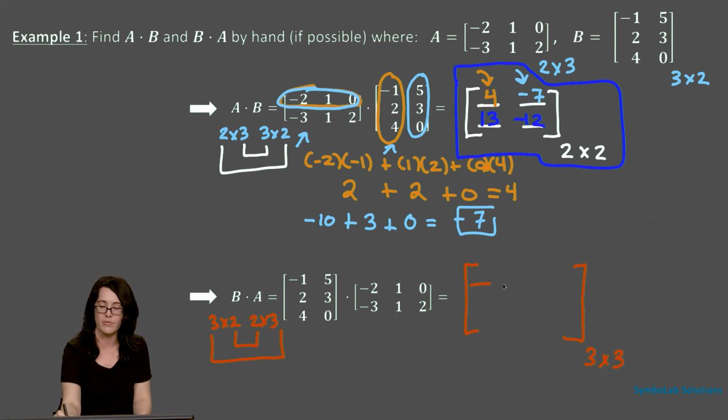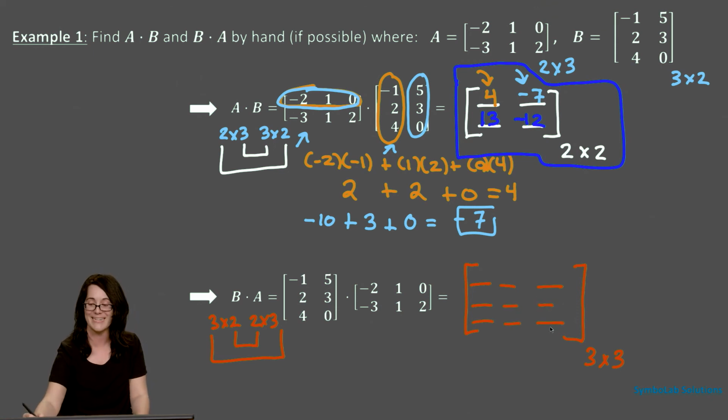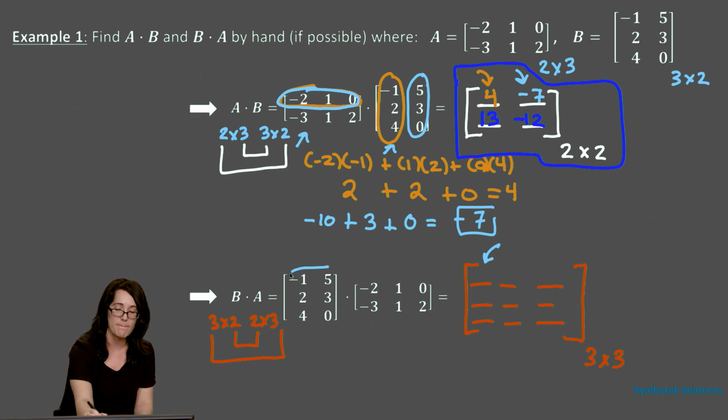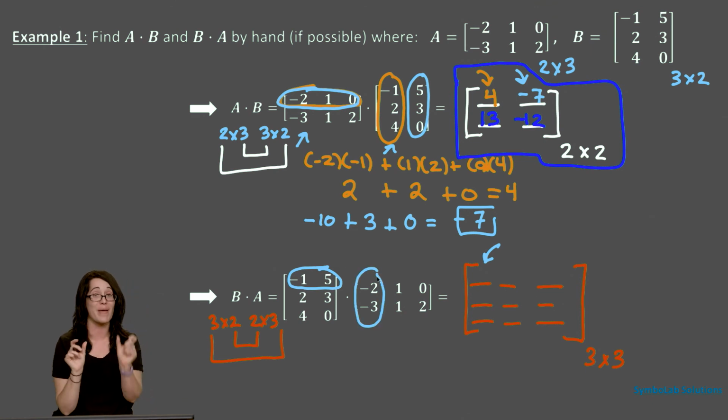So I have my 3 rows with my 3 columns. Again, I'll do a few of these with you and then hopefully you can get the idea and try the rest on your own. So let's try the first one together. For this top left corner, entry 1, 1, I would be looking at the first row of B with the first column of A. Notice the order matters for matrix multiplication.